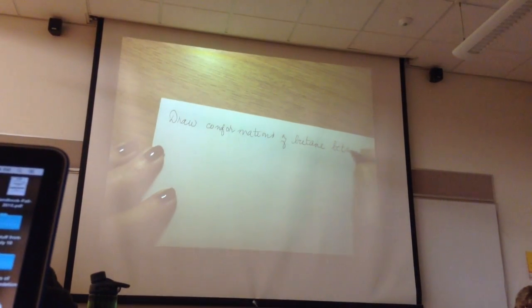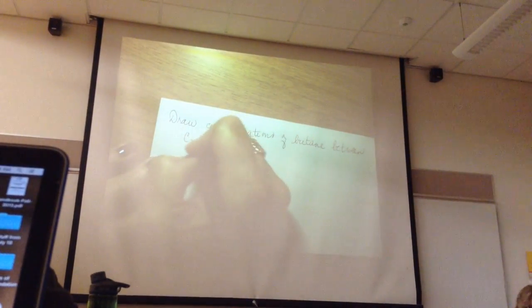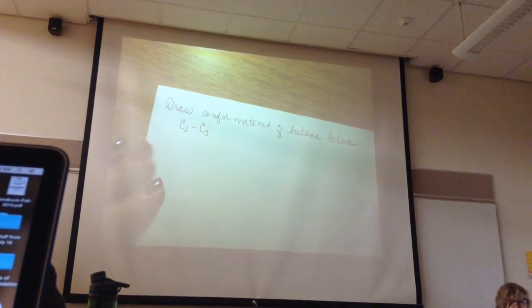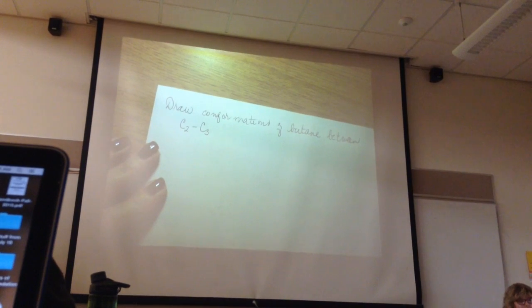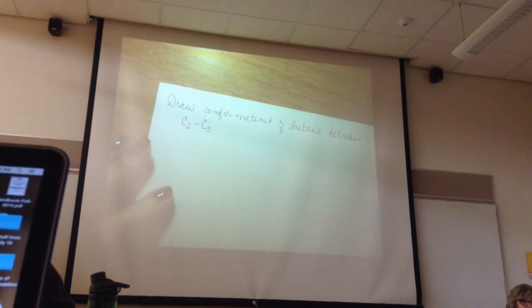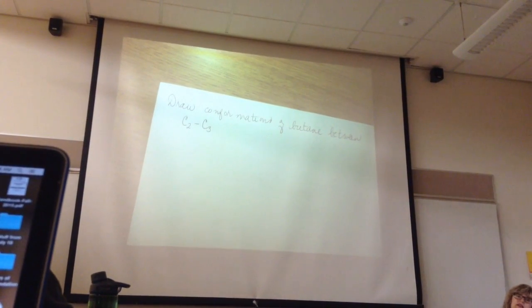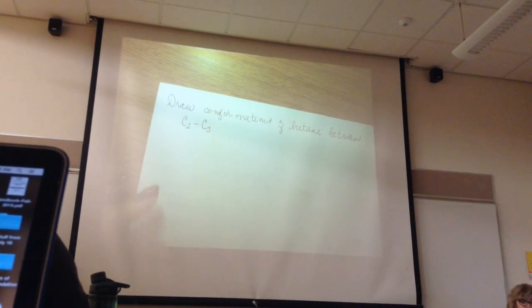Between carbons 2 and carbon 3. This is what we call that. So draw conformations of butane between carbons 2 and carbon 3. So, back again. Remember that a lot of what I try to do in teaching is creating a process, okay? We're creating a process of thinking on how to do this.